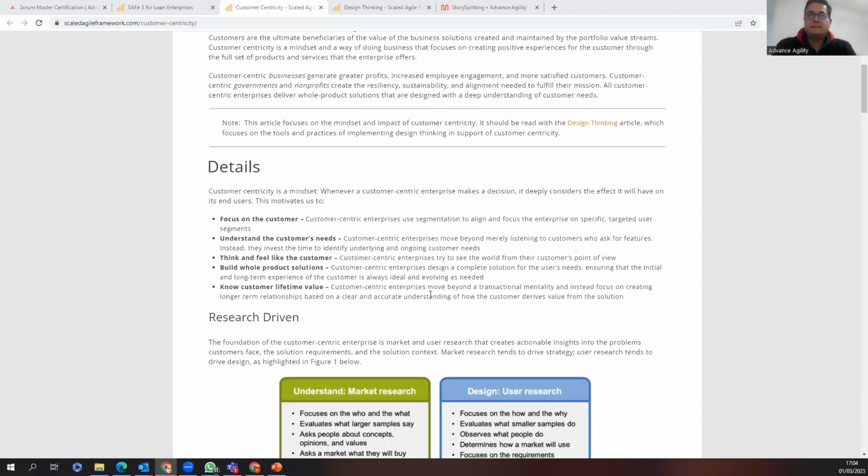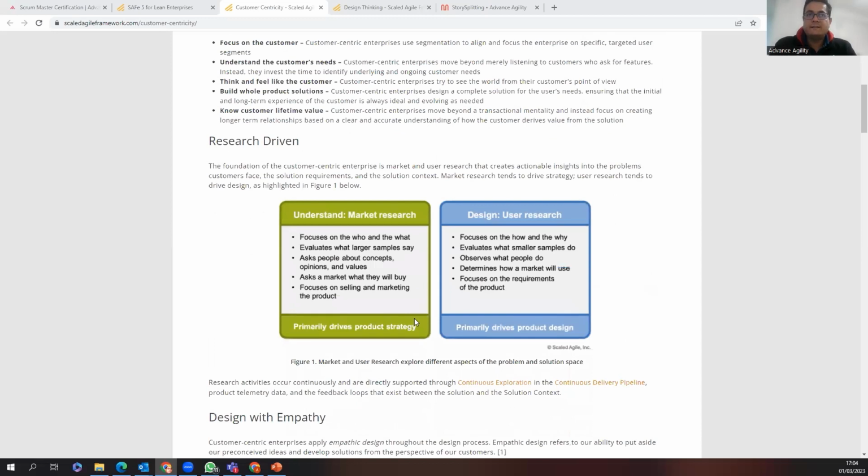To understand customers, we need to do a lot of research. It is not that customers will come to us and tell us exactly what they need. They may tell us what they want, but they might not be able to share exactly what they need. So there is a difference between need and want. First, we have to research the market.